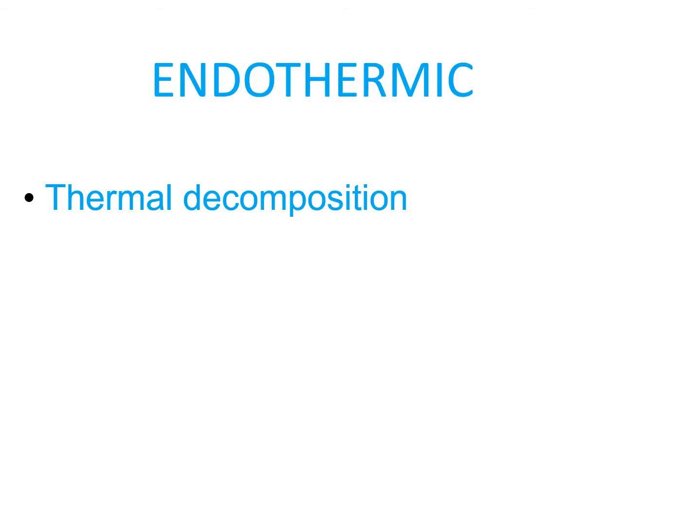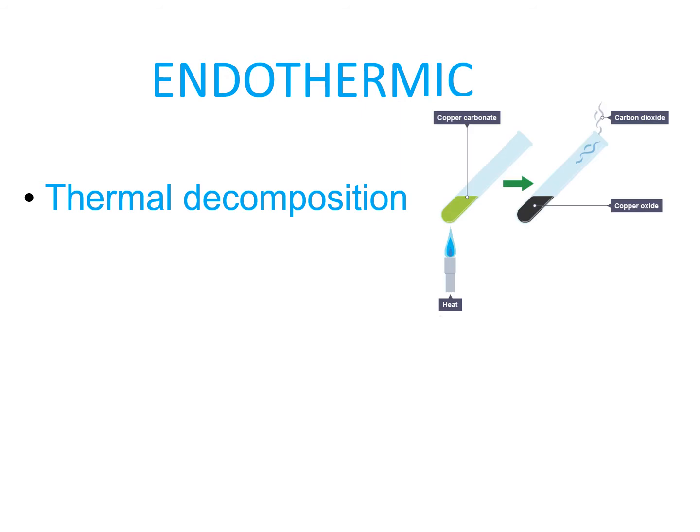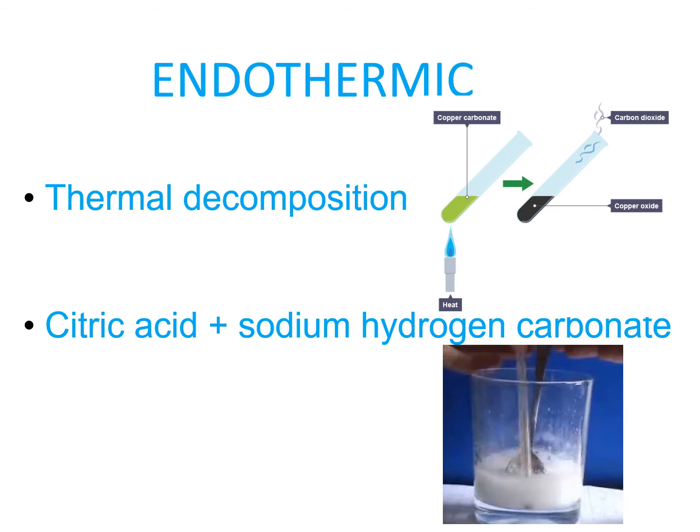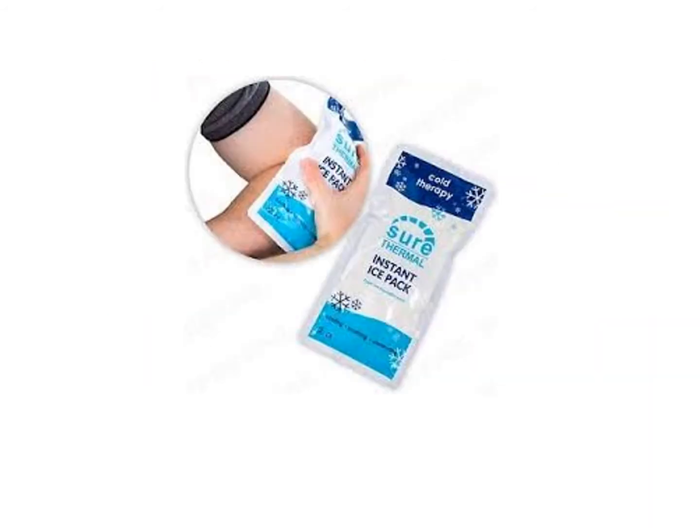There are two examples of endothermic reactions that you must know. The first is thermal decomposition, such as copper carbonate being heated up to form copper oxide. The second is citric acid reacting with sodium hydrogen carbonate. Citric acid is a flavouring you sometimes get in sherbet, and sodium hydrogen carbonate is baking soda. An example that you need to know of an endothermic reaction which occurs in everyday life is sports injury packs.